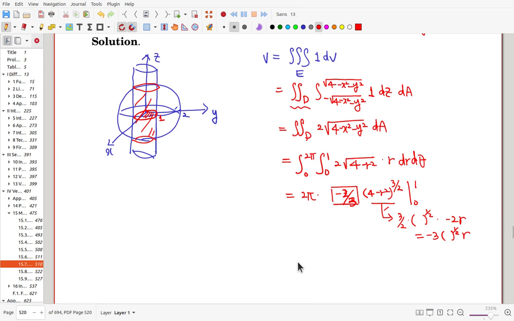From this, now the coefficient is 4 pi over 3, and along with this negation, we first evaluate at 0, giving 4 to the 3 over 2, and at 1, giving 3 to the 3 over 2. And of course this value 4 to the 3 over 2 is 8. Anyway, this is the final answer.